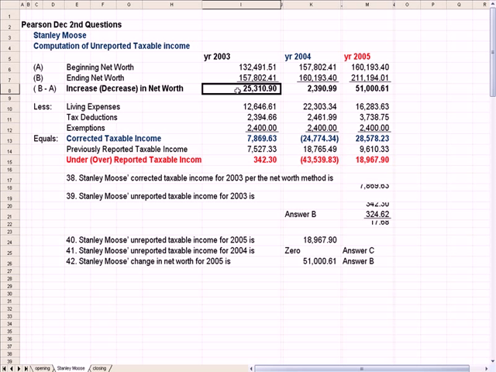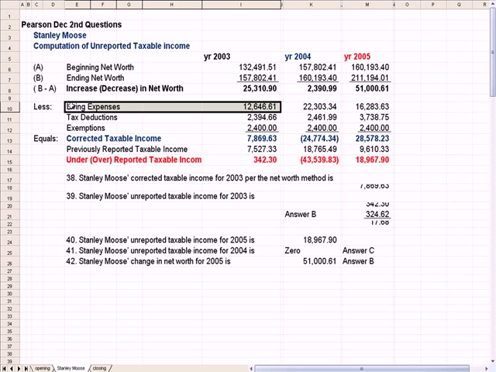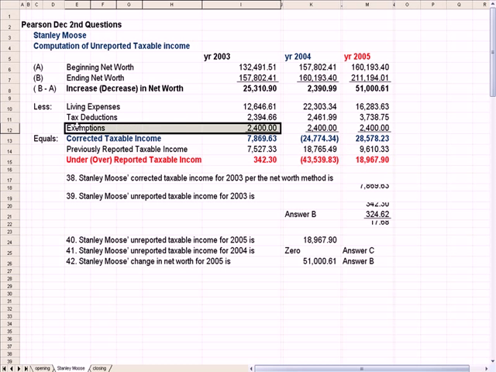And the IRS publication says, well, let's deduct off three things. Let's deduct off living expenses that are reasonable during the year. You can read the publication to find out what is meant by reasonable. Tax deductions, for example, itemized deductions and other deductions that a person would normally get, maybe deductions if you have a business, etc. And then exemptions. We're going to deduct off those three numbers. And the IRS publication says once we do that, we come up with a corrected taxable income.